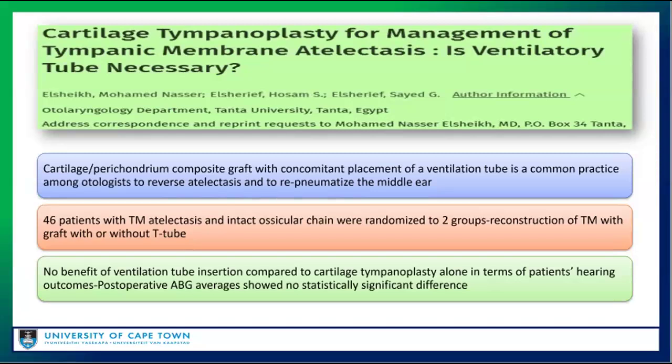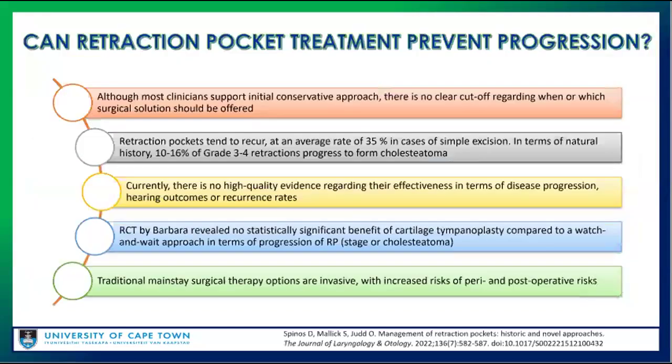In this study, 46 patients were divided into two groups, one who had reconstruction with the T-tube and one group without the T-tube. And it was found that there was no benefit with the ventilation tube insertion compared to cartilage tympanoplasty alone, both in hearing outcomes as well as in post-operative air-bone gap averages.